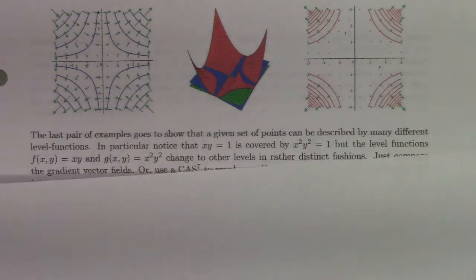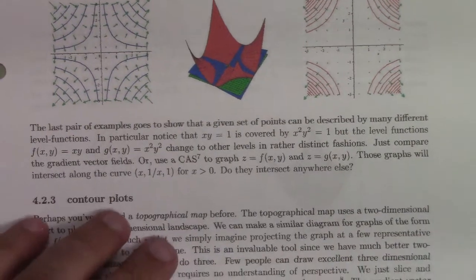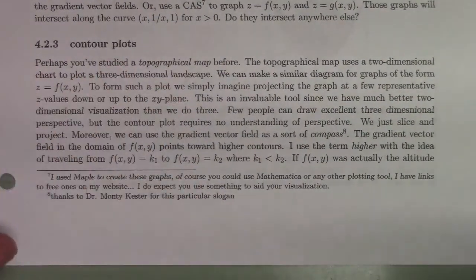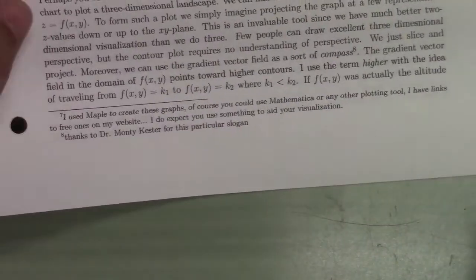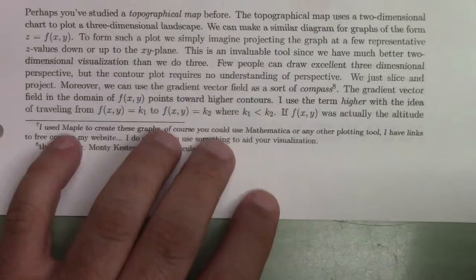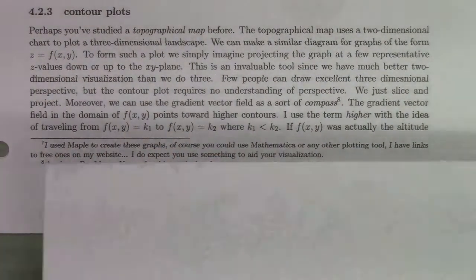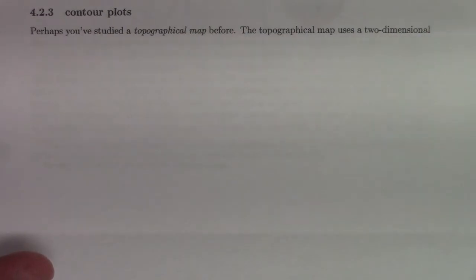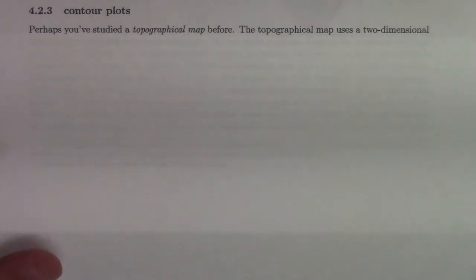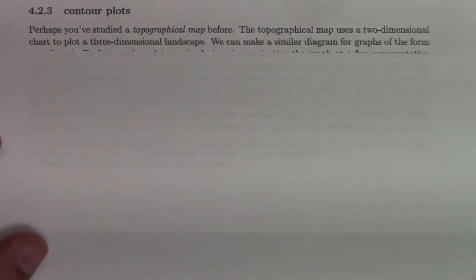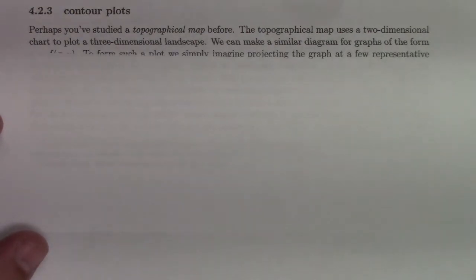Okay. Notice that the whole discussion of level curves is happening in the plane, right? And so I'm sort of transitioning here a bit. That brings us to the topic of contour plots. Maybe you've studied what's called a topographical map before, right? A topographical map uses a two-dimensional chart to plot a three-dimensional landscape, right?